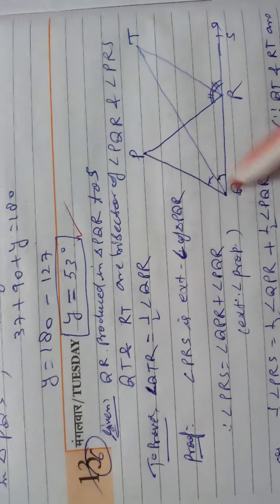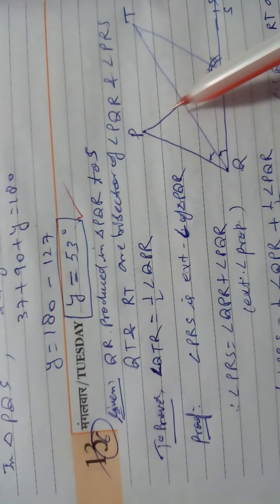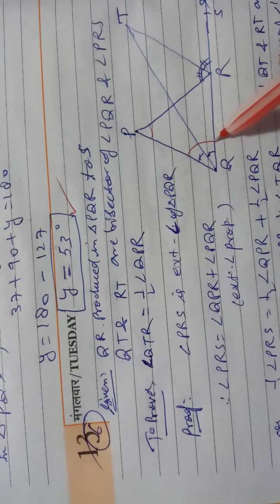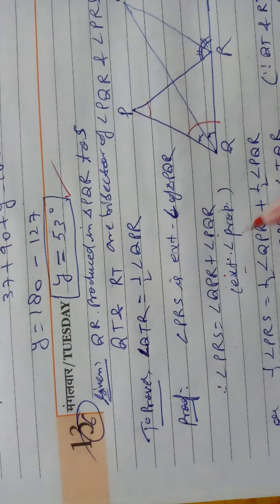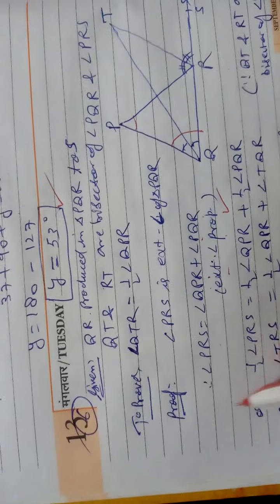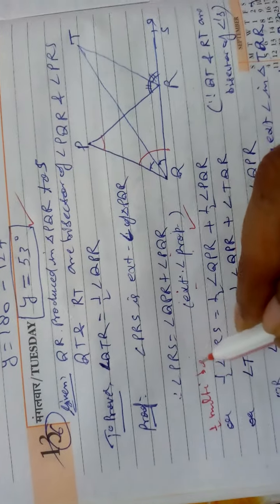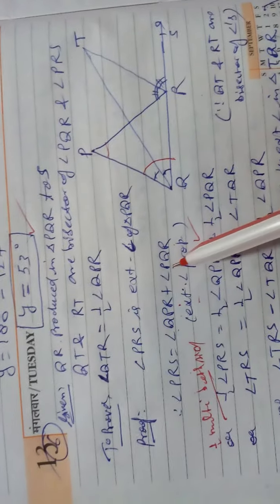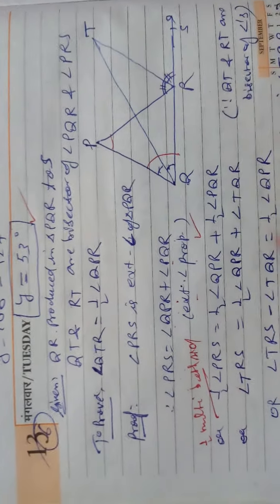First of all, you see in triangle PQR, PRS is an exterior angle. By the exterior angle property, PRS is equal to angle QPR plus PQR. This angle plus this angle. But if you multiply both sides by half, then what will you get? Half into this equals half into this plus half into this.